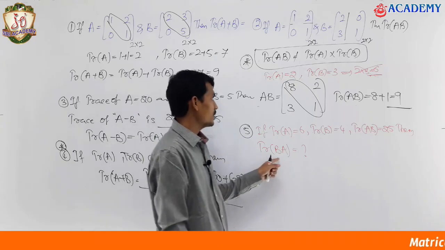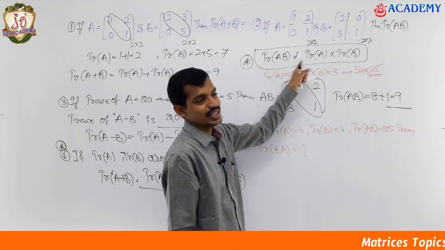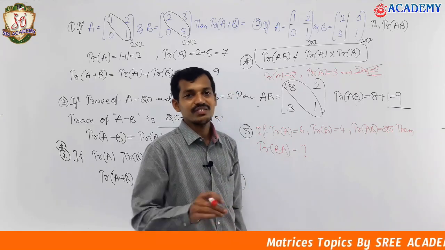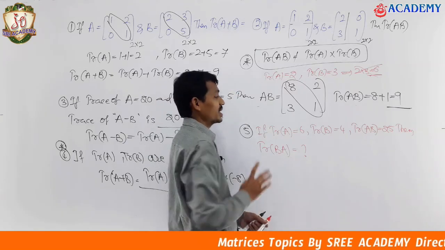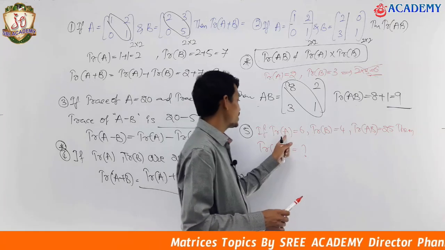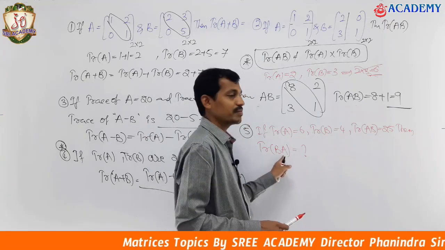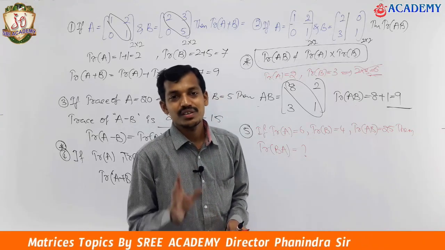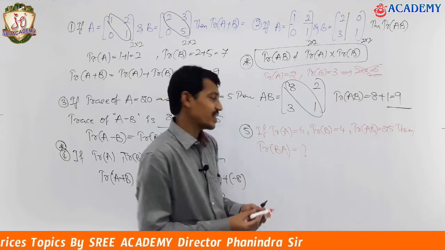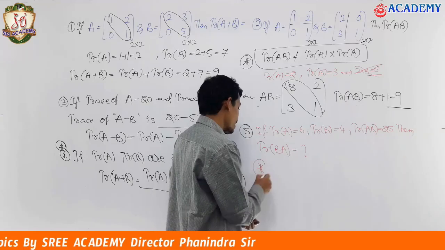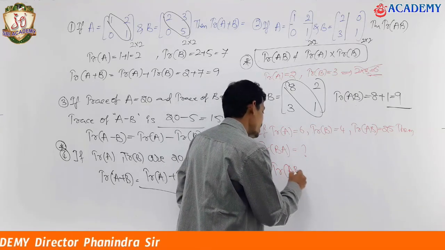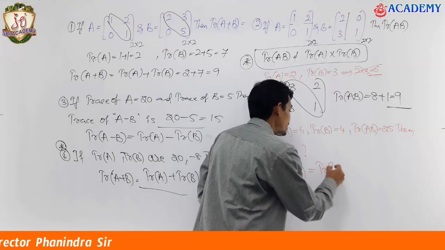See, trace of AB, we said, is not trace of A into trace of B. Likewise, trace of BA is also not trace of B into trace of A. But he will give a question like this. We will get confused. Since trace of A and trace of B are given, trace of BA would be 6 into 4, 24. The first option is 24, and we would mark 24. But one more logic is given, and you have to remember that property: always trace of AB should equal trace of BA.